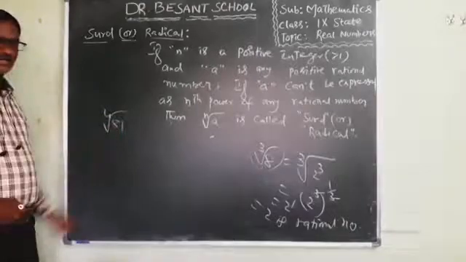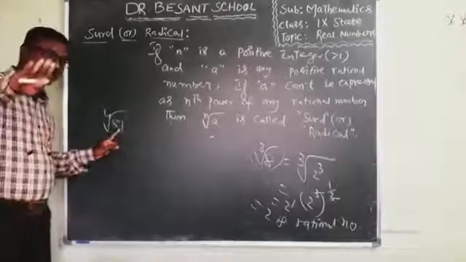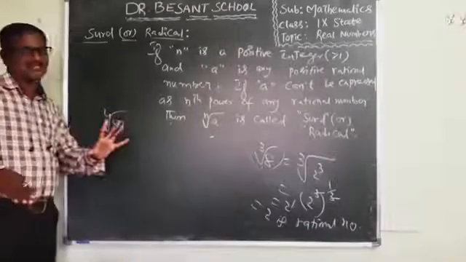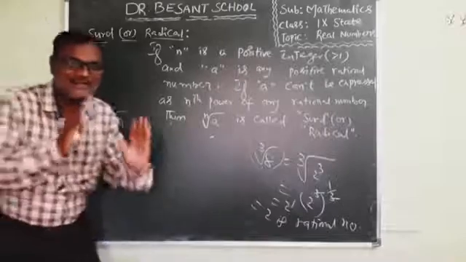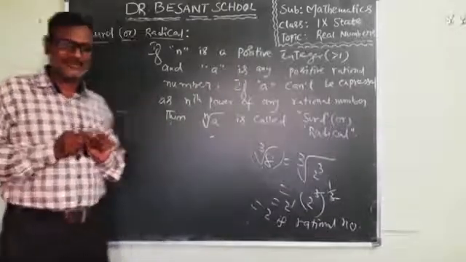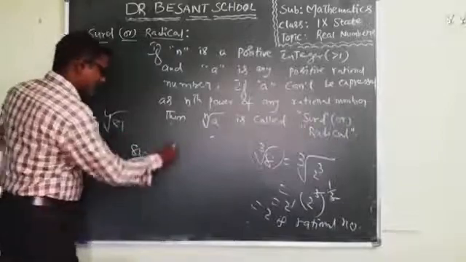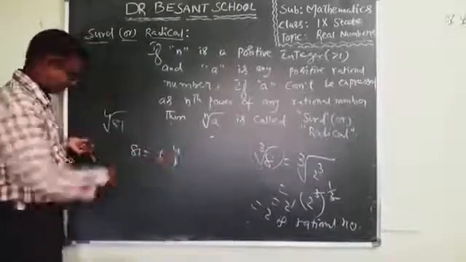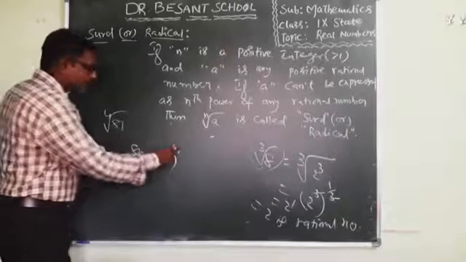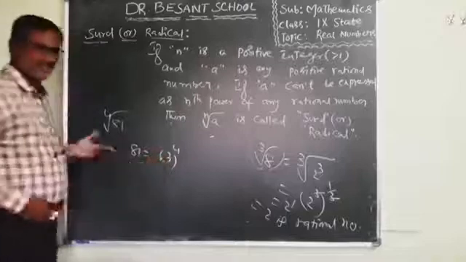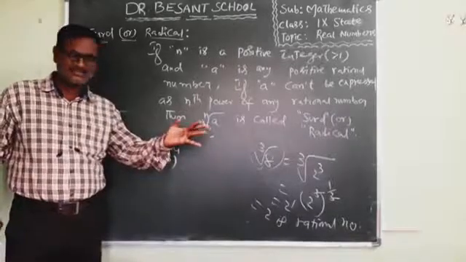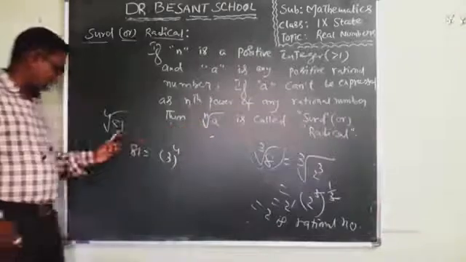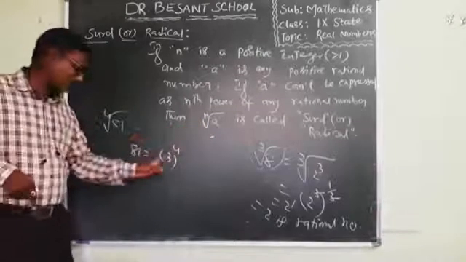Fourth root of 81. If 81 cannot be written as a fourth power of some rational number, then fourth root 81 is a surd. But 81 can be written as a fourth power of some rational number. 3 power 4 is 81. 3 3s are 9. 9 3s are 27. 27 3s are 81. So 81 can be written as a fourth power of some rational number.